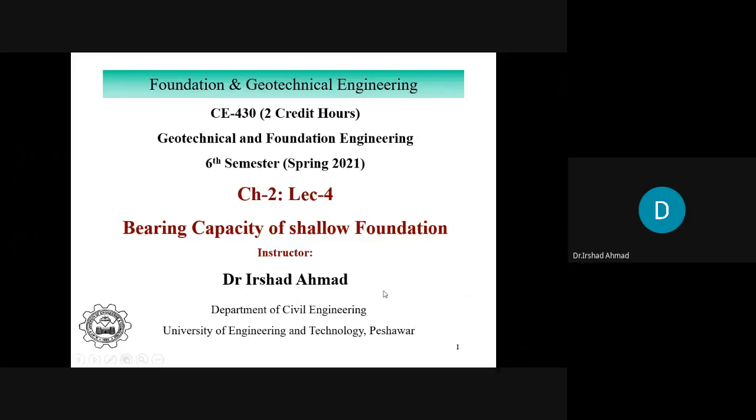We studied Terzaghi bearing capacity equation and solved some examples in our lecture number 3. In lecture number 4, we would solve another example on Terzaghi bearing capacity equation, and then we would study Meyerhof bearing capacity equation, and then we will solve some problems on Meyerhof bearing capacity equation. So that is the target of this lecture, inshallah.